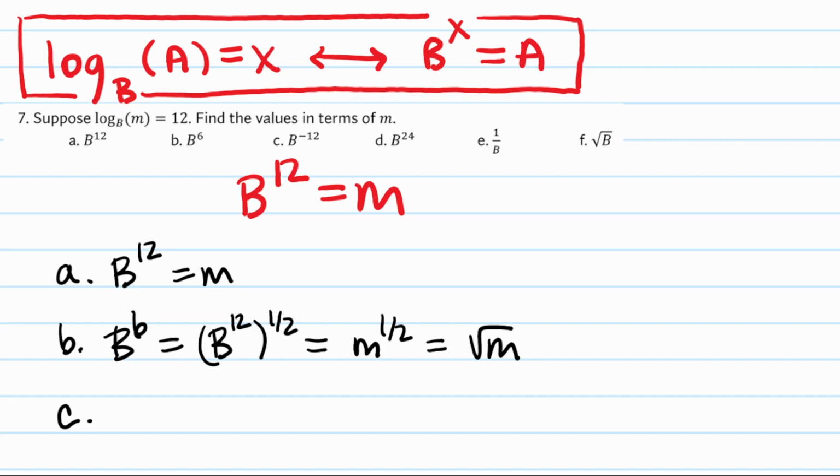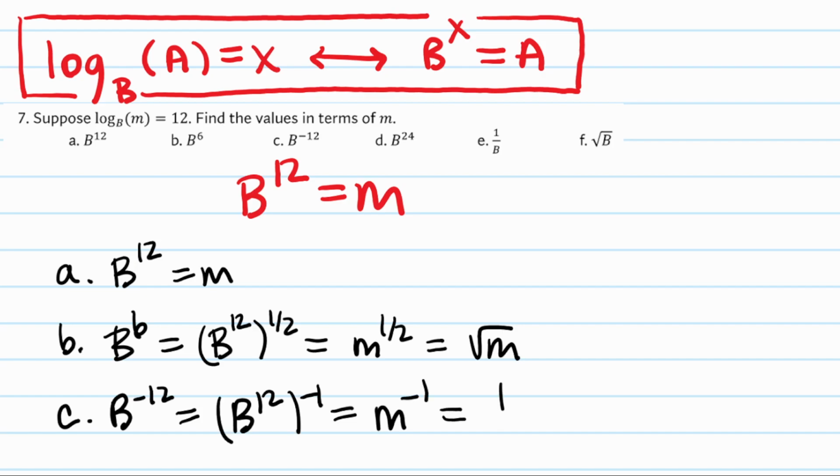All right, so for C, I've got b to the negative 12. Okay, so that's going to be b to the negative 12 is equal to b to the 12 to the negative first power. Okay, that's going to be m to the negative first, and that's 1 over m.